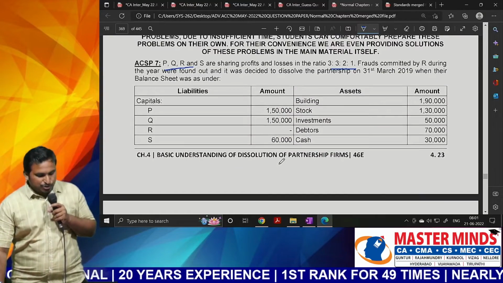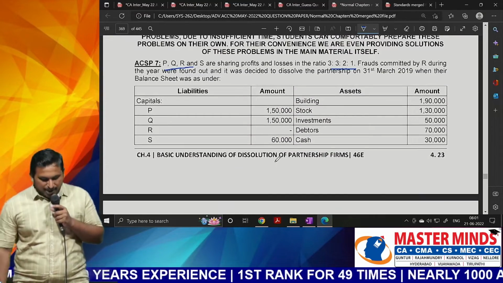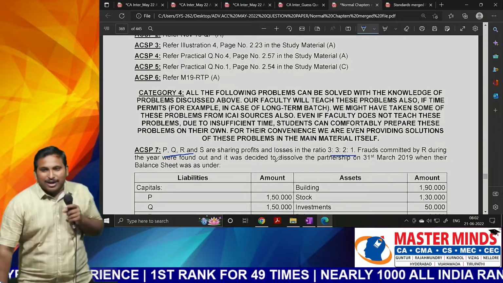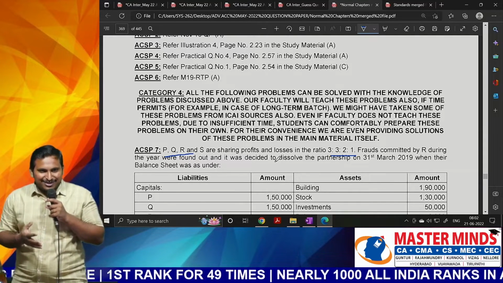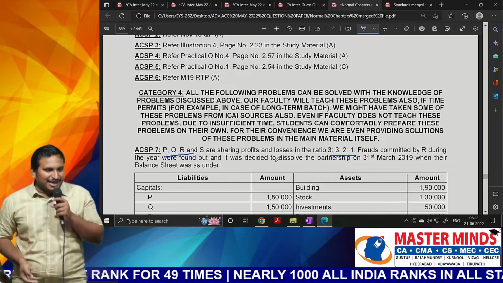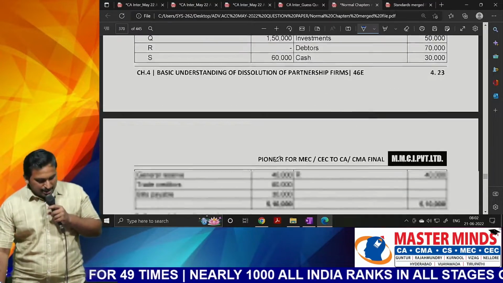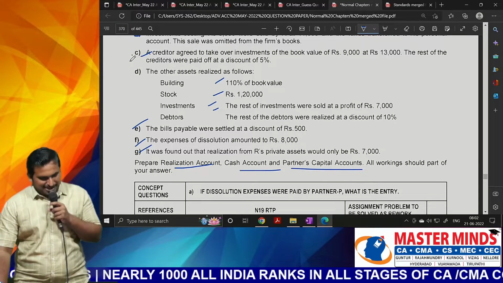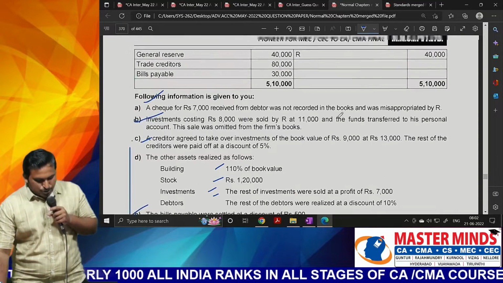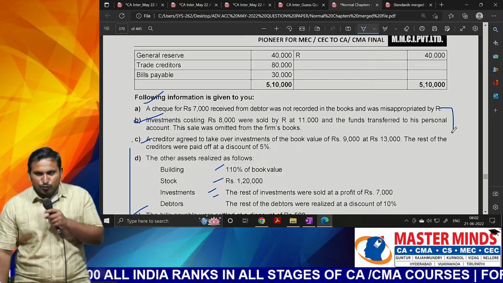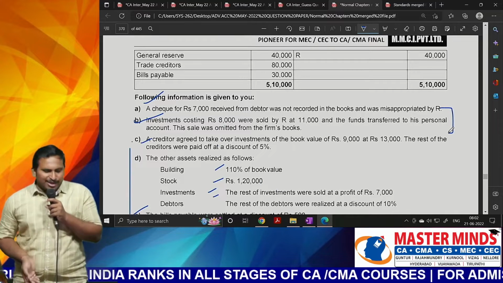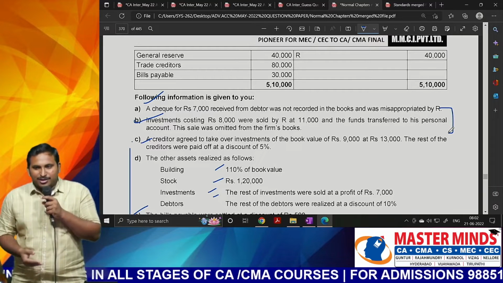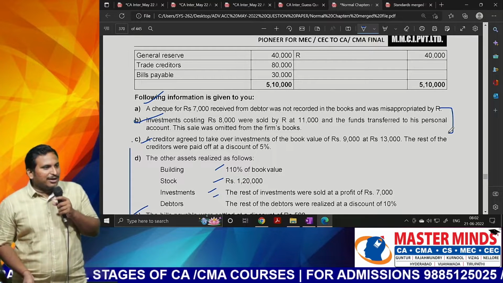Now, let me show you where we have covered it. ACSP 7, category 4. That means, is it fully not covered or is it covered? Let me tell you, sir, these points were regularly there in our material. Only these 2 points, something relating to fraud, which was very easy to analyze. Sir, a check received from debtors not recorded in the books and was misappropriated by R.